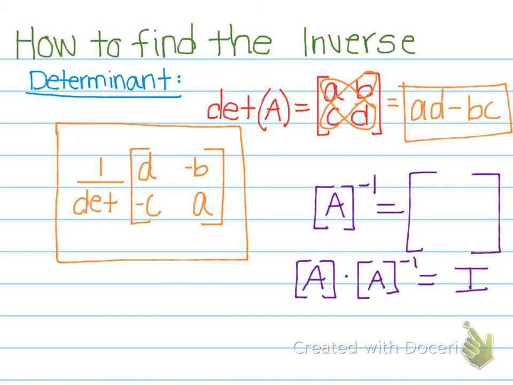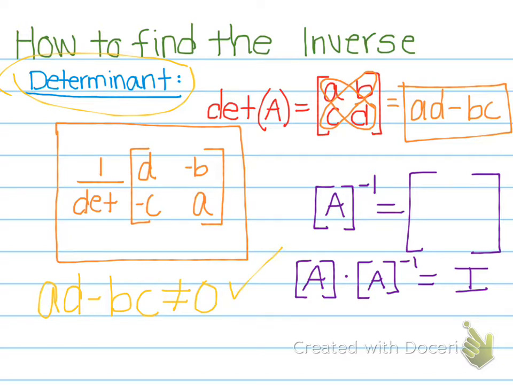The last thing to note is the fact that not all matrices have inverses. So how do you know if it has an inverse? Well, it's all in the determinant. A matrix has an inverse if the determinant, which is AD minus BC, does not equal 0. Then it has an inverse.